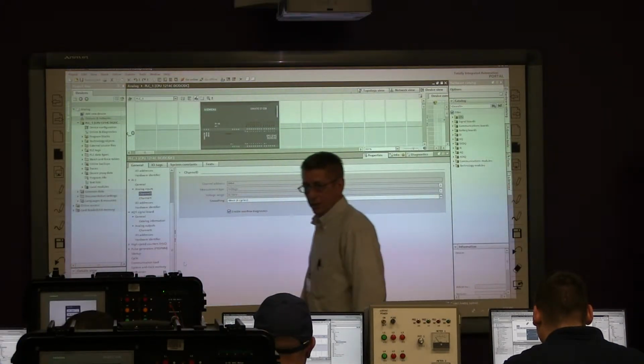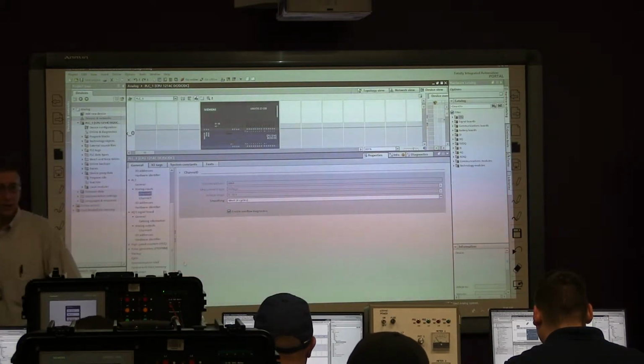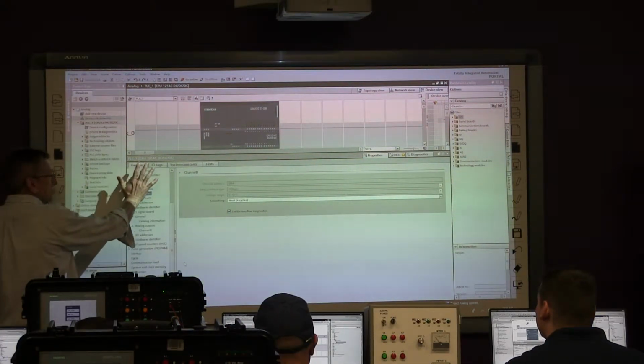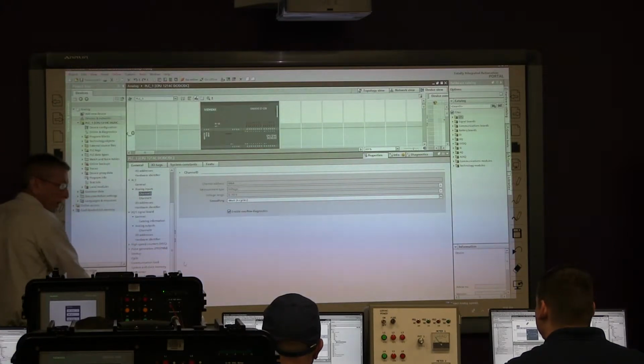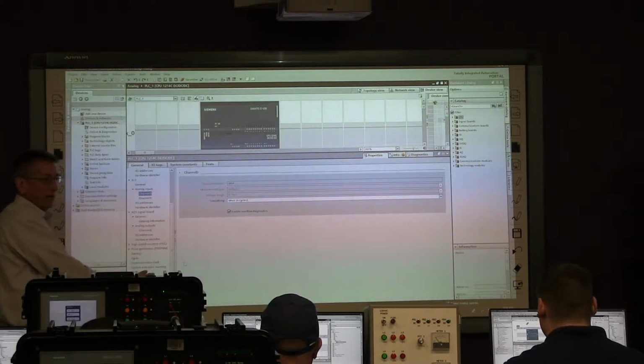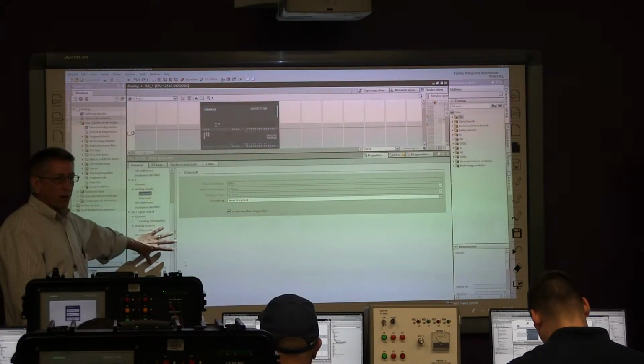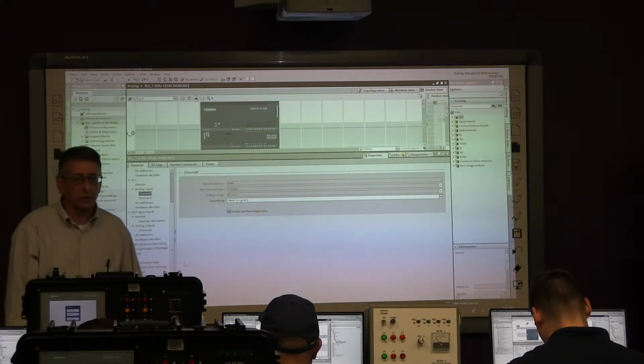QW80. There it is. Yeah, QW8. Everybody see that? Just look in the general tab, that's all the hardware associated with the PLC. And that's going to tell you all the information about the hardware associated with the PLC.